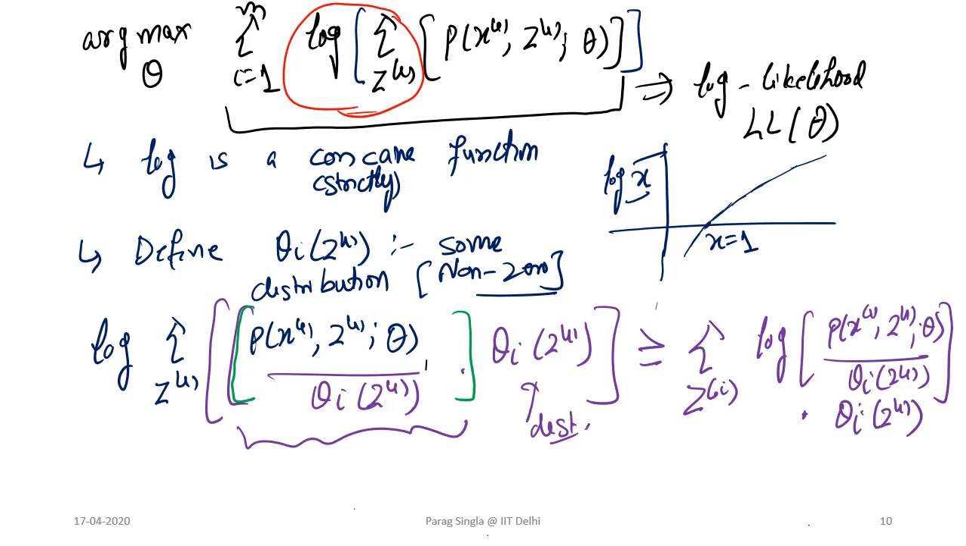And this is the entire expression. Convince yourself the RHS is nothing but the expected value of log of p(xi, zi; theta) divided by qi(zi), and this is using Jensen's inequality.